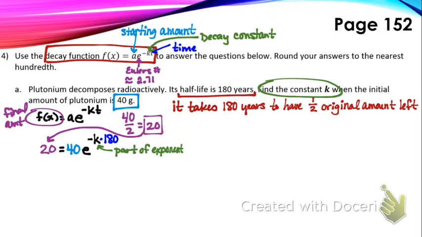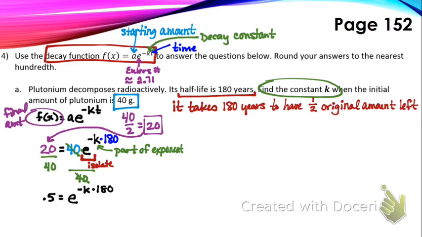So I need to isolate the thing that is an exponent. The k is an exponent on my base of e. So what can I get rid of as I isolate this? The 40. How do I get rid of that 40? I divide it. 40 is being multiplied, so I'm going to divide this side by 40. What's 20 divided by 40? 0.5. So 0.5 is equal to e to the negative k times 180.